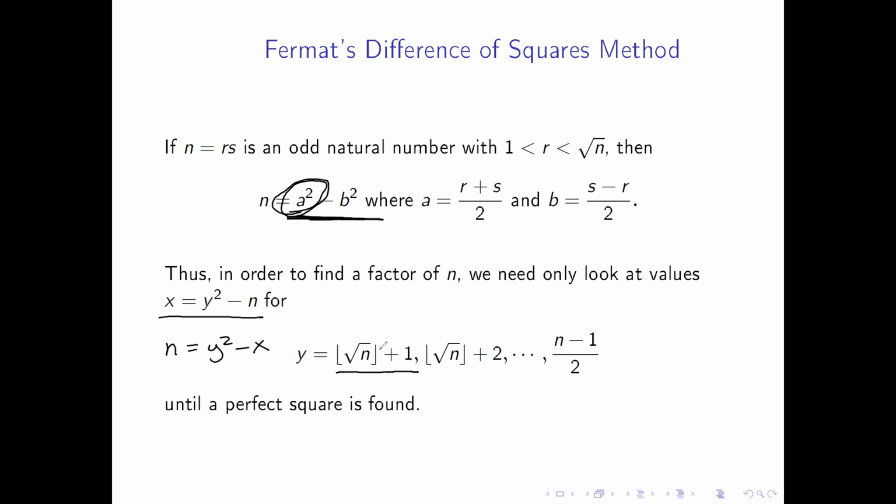So I'm going to use the floor function of the square root of n, plus 1. This is how it's often written, but you could also write this whole thing as the ceiling function of the square root of n plus 1, because if I round down and then add 1, it's the same as rounding up. The one catch would be if n happens to be a perfect square. We go all the way up to (n minus 1) divided by 2, and we look at this list until we find a perfect square.